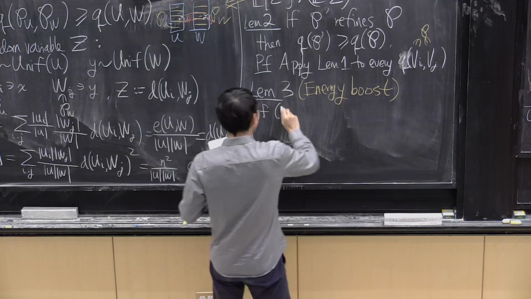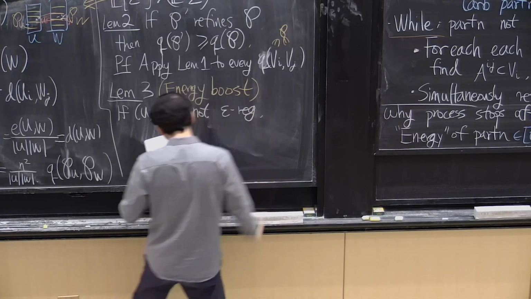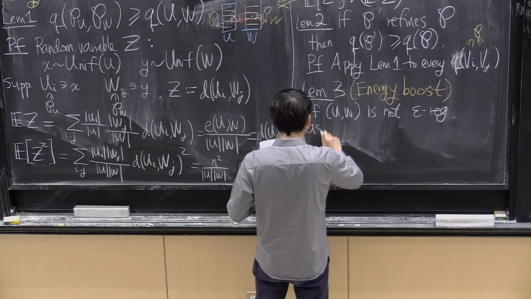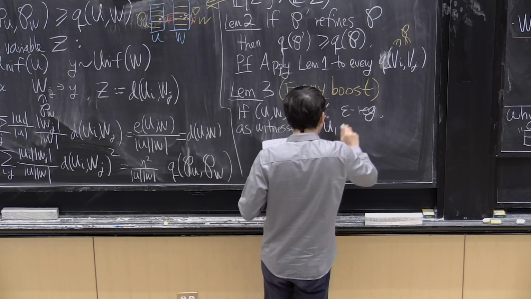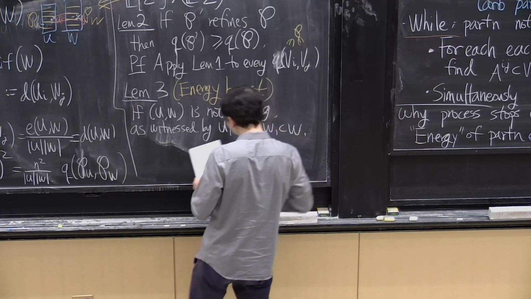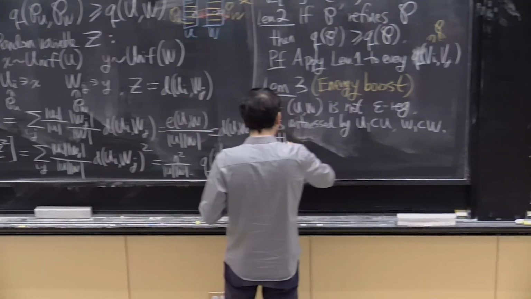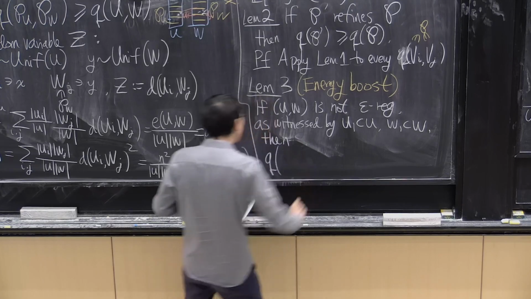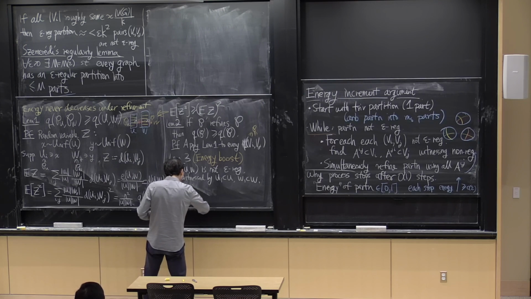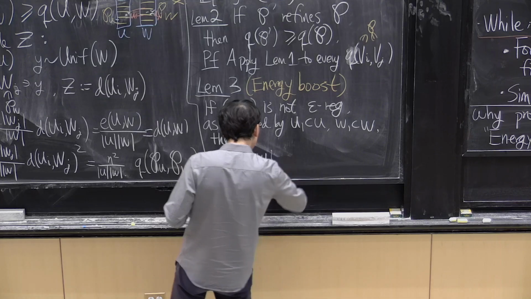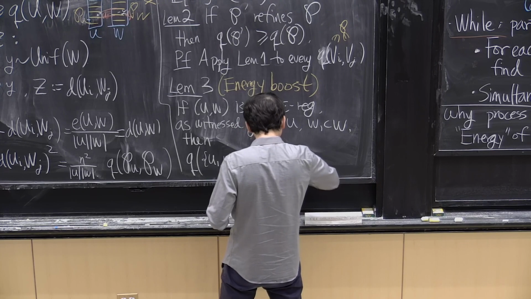So if UW is not epsilon regular, and this epsilon regularity is witnessed by U1 in U and W1 in W, then I claim that the energy obtained by chopping U into U1 and its complement against W1 against the complement of W1 in W.